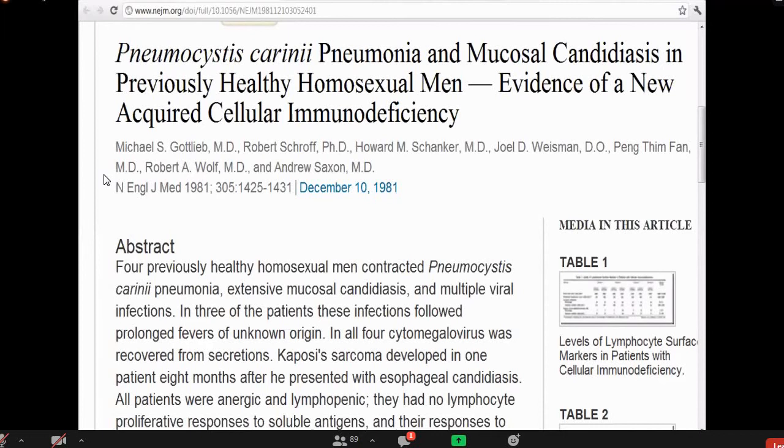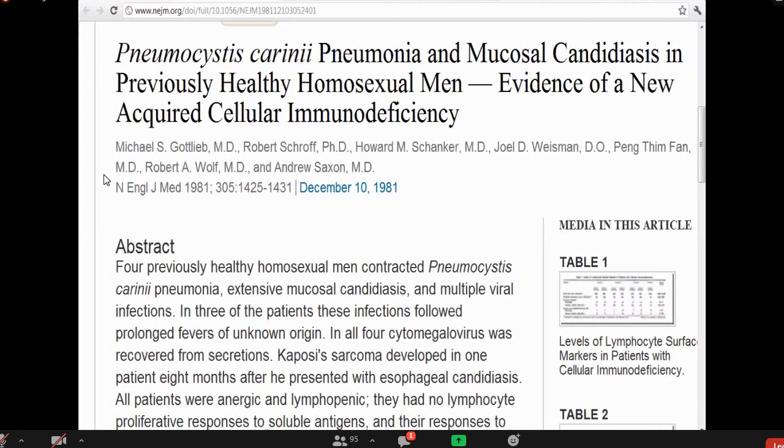Those similar conditions or problems were: they all had pneumocystis carinii pneumonia. They all had mucosal candidiasis. They all were homosexual. And they all had some cellular immunodeficiency. CD4 cell count was low. All of them had Kaposi sarcoma.